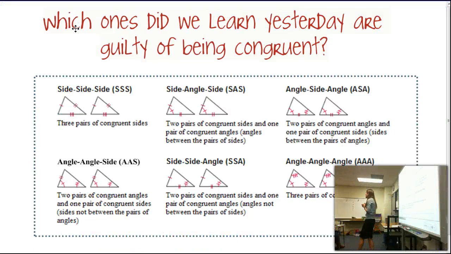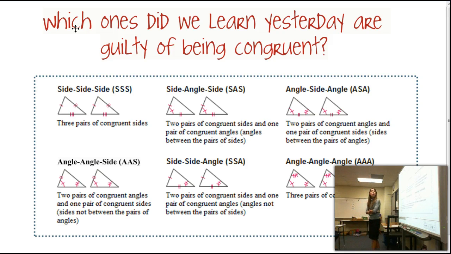So on Friday we learned side, side, side, and side angle side. But those are not the only ones that work. There's more shortcuts out there that work. So we made it easy on you and we only taught you 2 at a time. But guess what? Today we've got 3 more to add to it. So you've got your book out and we're going to add 3 more things that work.